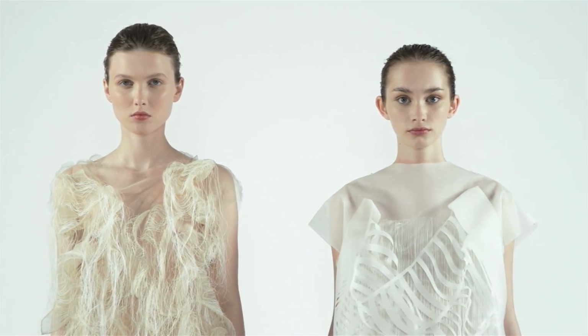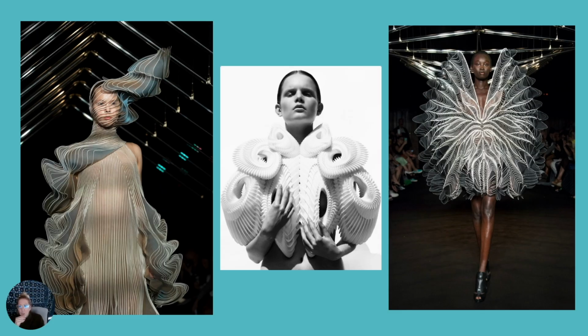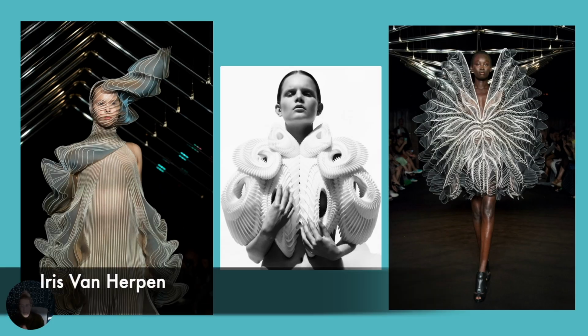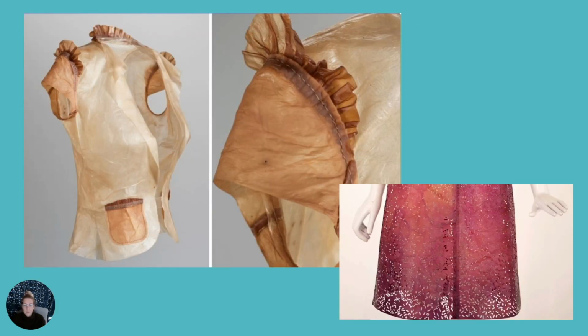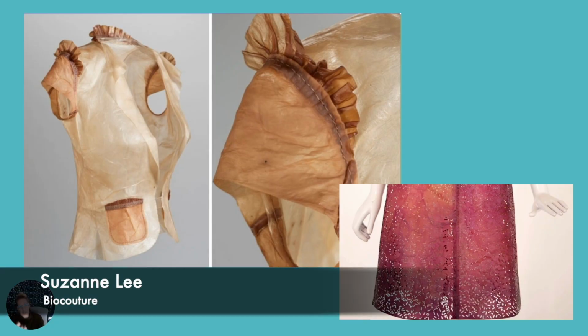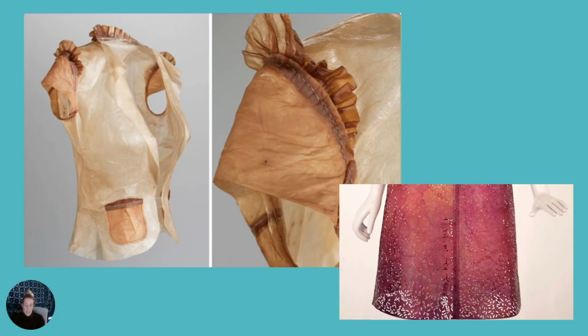Iris van Herpen is another cutting-edge designer who is really a body architect, and she's a Dutch designer who creates these multi-layered kinetic sculptures that are worn on the figure. And then, of course, we were introduced to the idea of eco-couture or eco-fashion, and this is Suzanne Lee, who grows fabrics out of microbes and uses those fabrics to create garments.